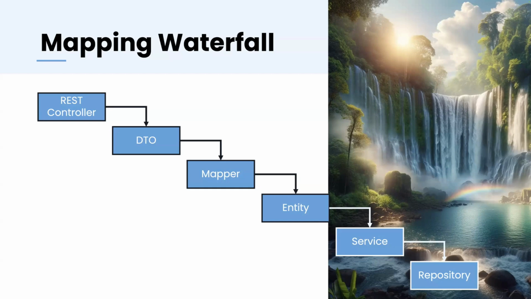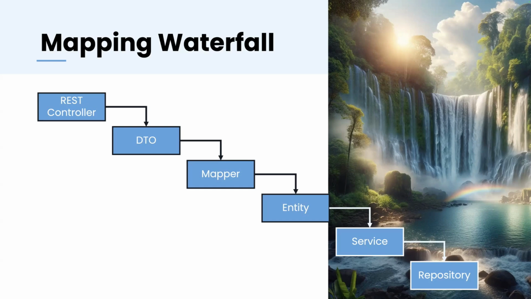What I call a mapping waterfall is this: you have a Spring Boot application in the backend, and then you have a REST controller. This REST controller exposes a DTO. The DTO, when it comes in, is mapped with a mapper like ModelMapper or MapStruct, for example, to an entity. The entity is then passed to a service or directly to a repository, and finally, everything is stored in the database. When you read the data, the same thing happens backwards.